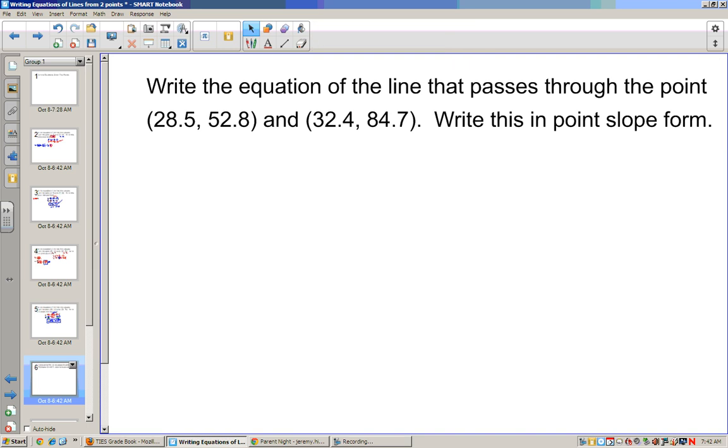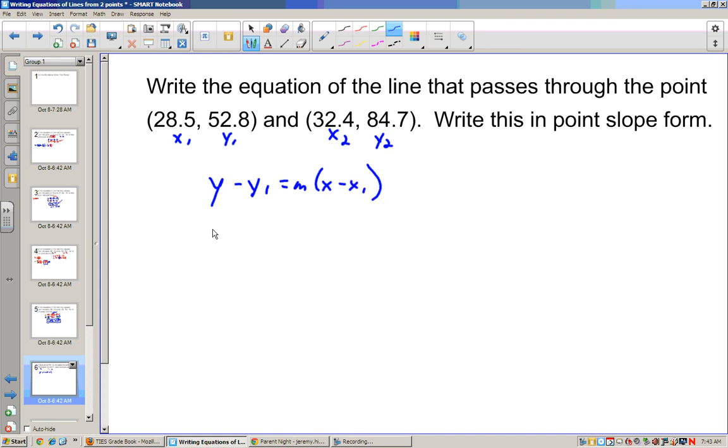All right, now I want you guys to write the equation of the line that passes through these points, and I want that in point slope form. We have x1, y1, x2, y2, and the first thing, y minus y1 is equal to m times x minus x1. We have our x1 and y1, so we just fill this in. And we don't know the slope yet. So to find the slope, we do y2 minus y1 over x2 minus x1.